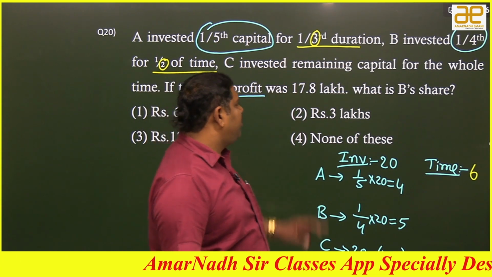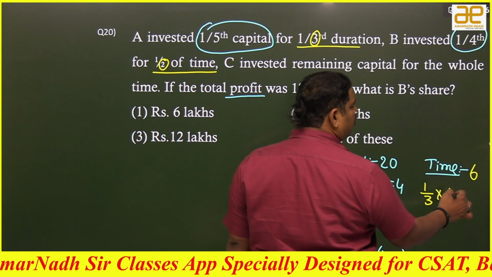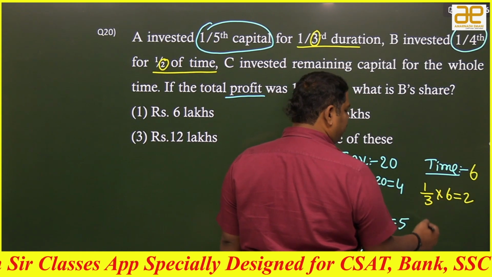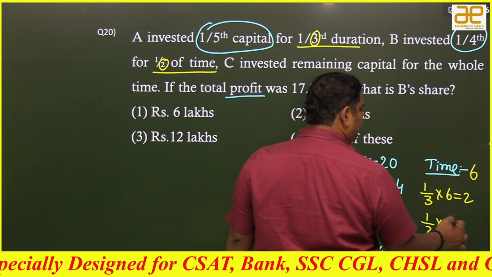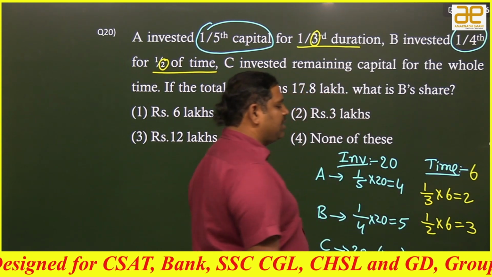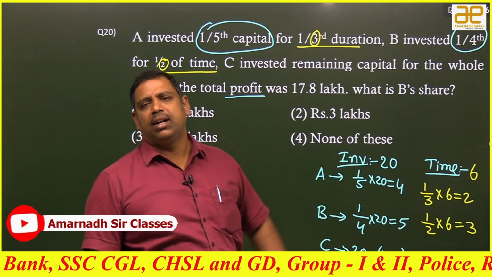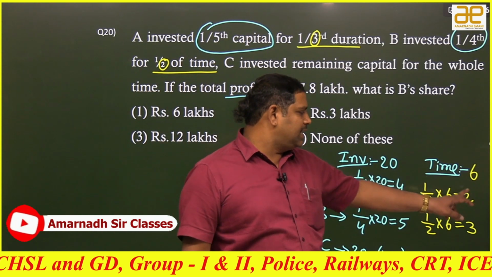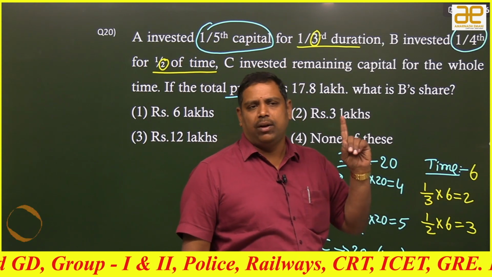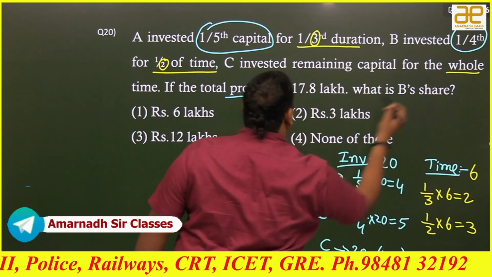So A's investment is for 1/3 duration, that is 1/3 of 6, that is 2 days, 2 months, 2 years, whatever. B is invested for half of the 6. Now you tell me what is the time period for C. Everybody will say that 1 is the one. That is the perfect wrong answer. You said 2 plus 3, 5 removed from 6 and you got 1. But if you read the question, C invested the remaining capital for the whole time.